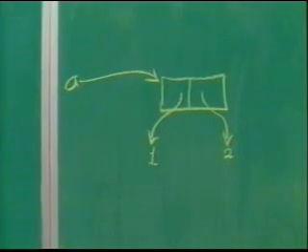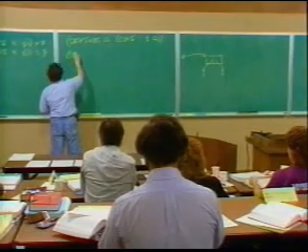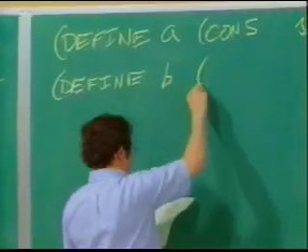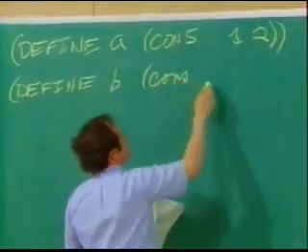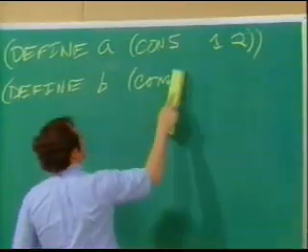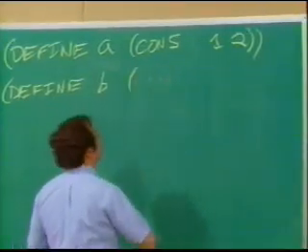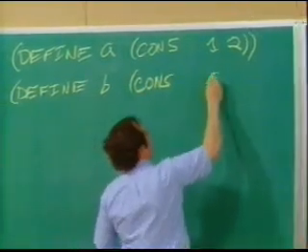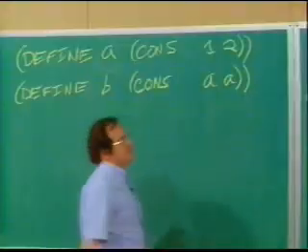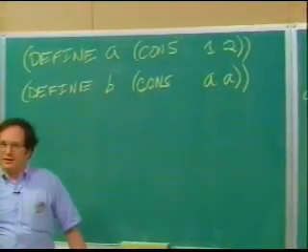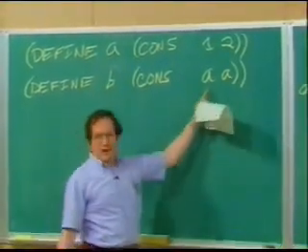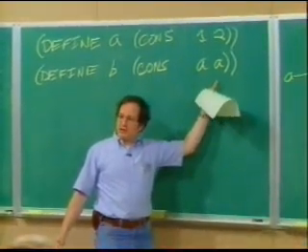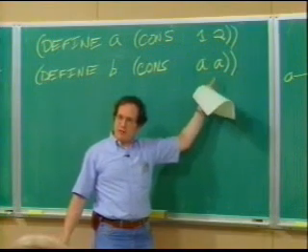Now, supposing I also say, define B to be the cons of A and A. Doesn't matter, but I like it better. It's prettier. Okay. Well, first of all, I'm using the name A twice. At this moment, I'm going to think of constants as having identity. This is the same one.